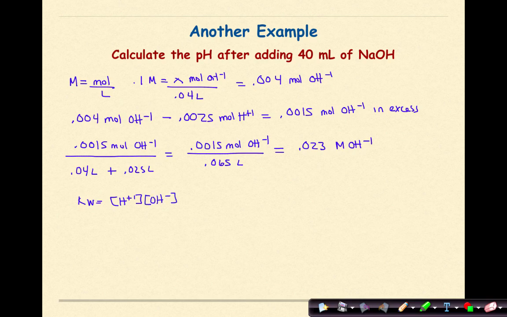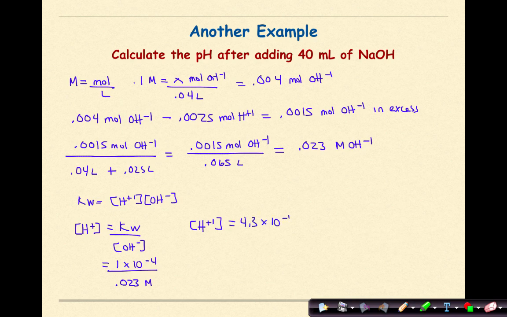Again, we can take the Kw is equal to the hydrogen ion concentration times the hydroxide ion concentration. We can solve for hydrogen ion concentration, Kw divided by OH-. Kw is 1 times 10 to the negative 14. The hydroxide ion concentration we calculated as 0.023 molar. So our hydrogen ion concentration here is going to be 4.3 times 10 to the negative 13 molar.